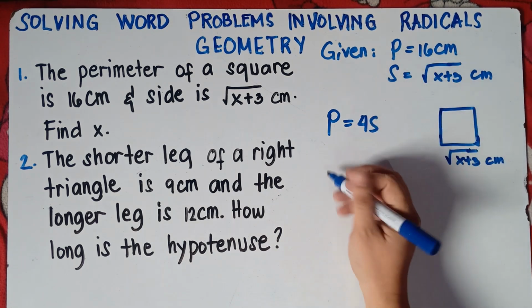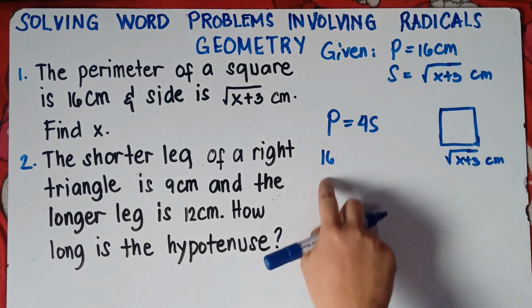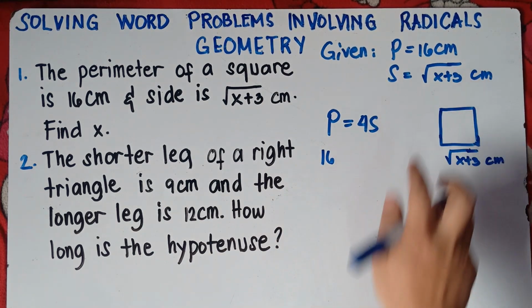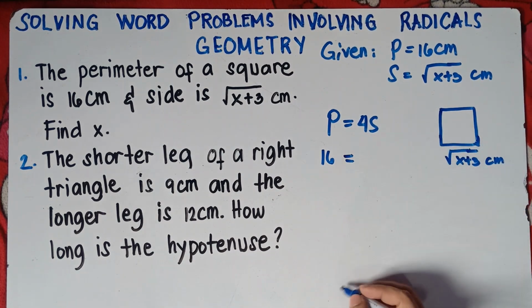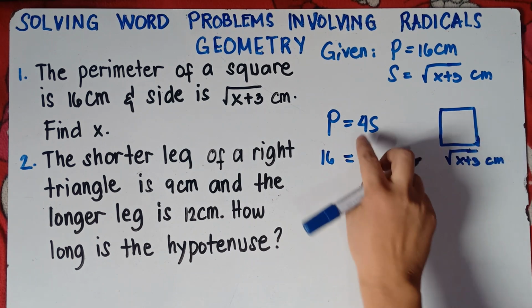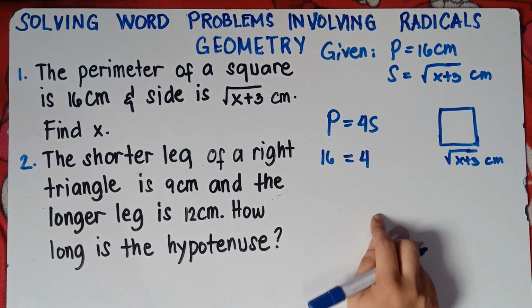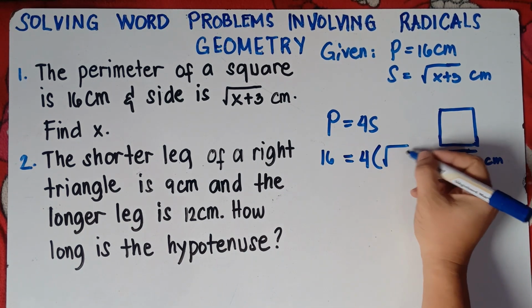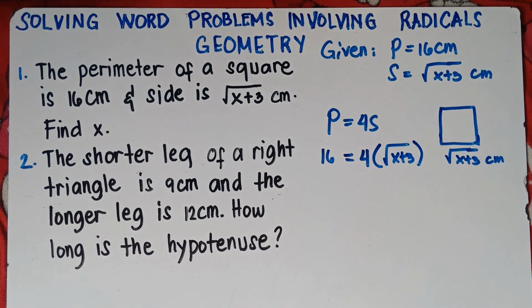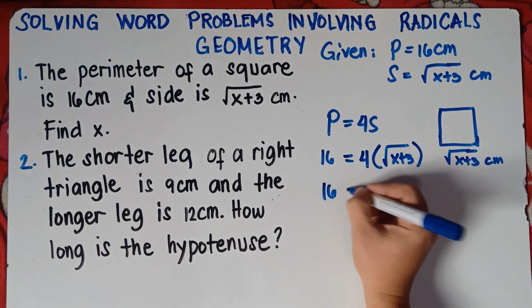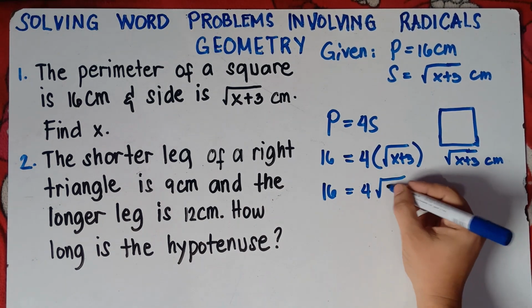We have perimeter, that would be 16. So you label 16 on perimeter. Just ignore the units, class, for us not to be confused. Just ignore centimeter first. Then copy the equals sign, copy 4. So 4 is already in the formula. Perimeter equals 4s, 4 times s. And our side, that would be multiplied by square root of x plus 3. Alright, so this will be 16 equals 4 times square root of x plus 3. That would be 4 square root of x plus 3.